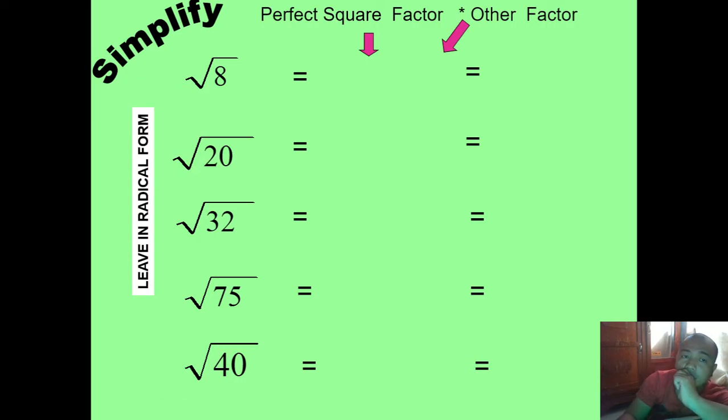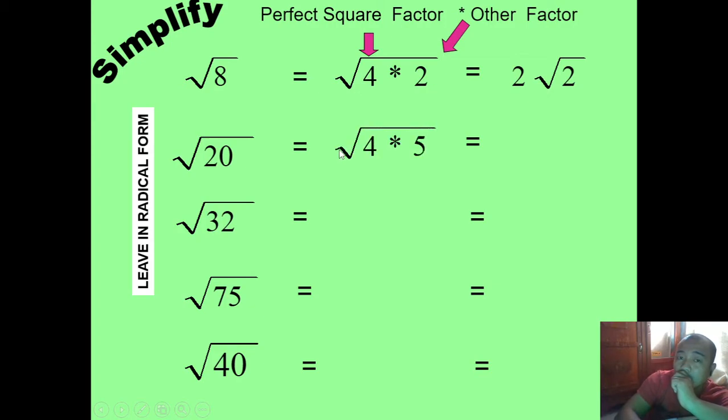Okay. Let us simplify the following. Let us try to factor the following. To simplify the radicals, we're going to factor it by using a perfect square factor times another factor. So what is the perfect square factor for 8? We have 4, other factor is 2. So therefore the answer is 2 square root of 2, because square root of 4 is 2. How about 20? 4 times 5. Square root of 4 is 2. Square root of 5. That's it.